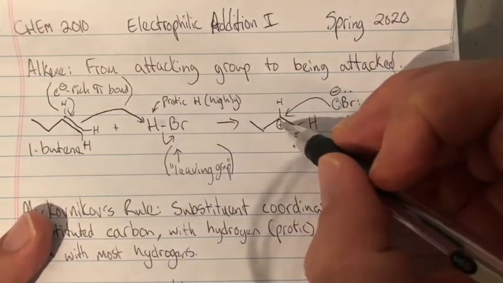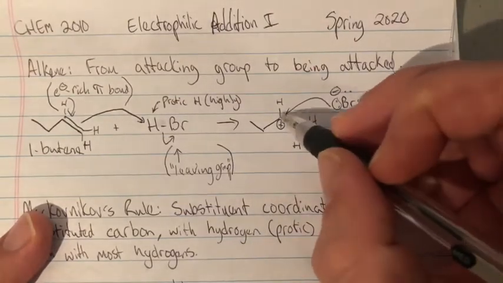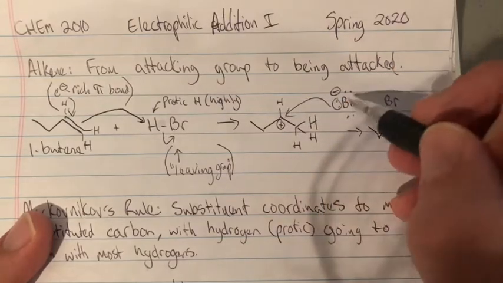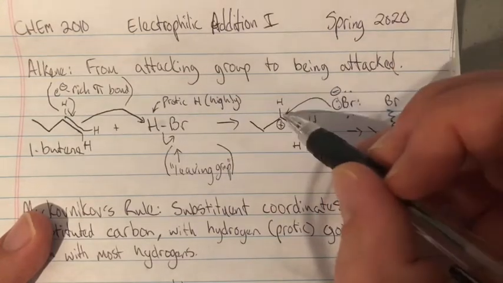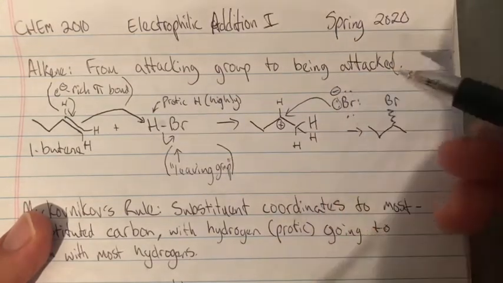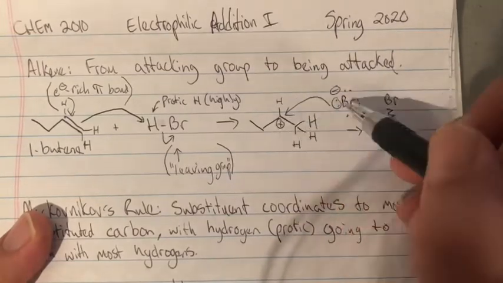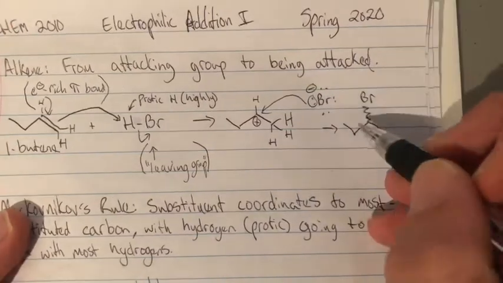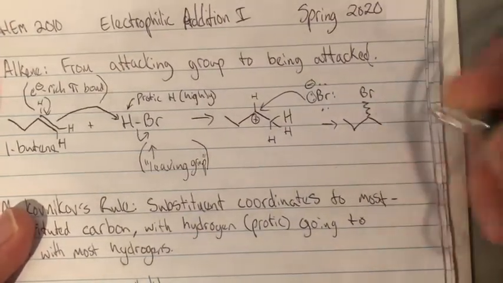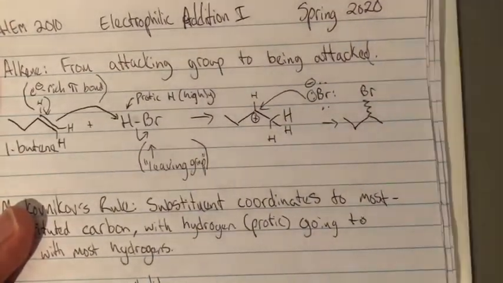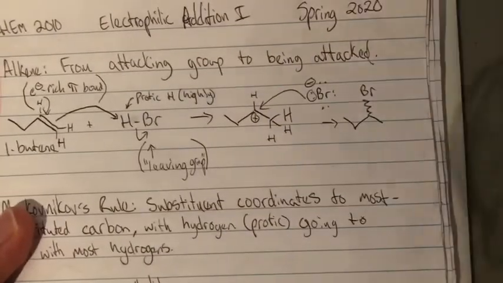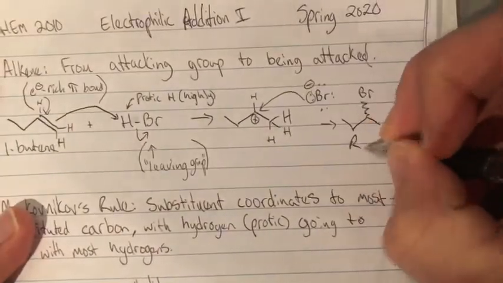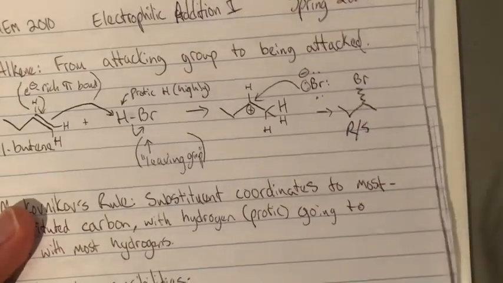Once you have a positive charge there, remember this is going to be sp3. That bromo group is going to coordinate, going out of the plane of the page or going into the plane of the page, forming a racemic mixture. So this would be an RS mixture. Let me get a pen that doesn't suck. There we go. So this is going to be RS.